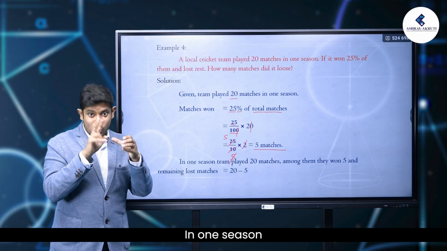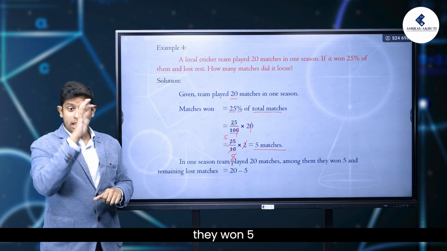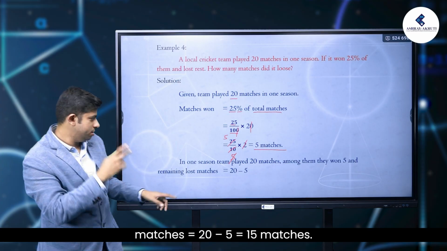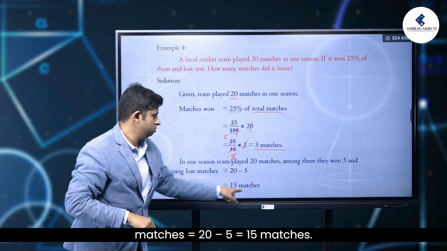In one season, the team played 20 matches. Among them, they won 5 and the remaining lost matches is equal to 20 minus 5, which is equal to 15 matches.